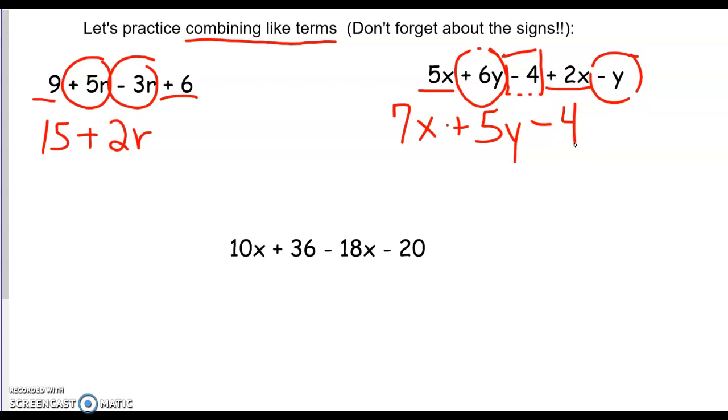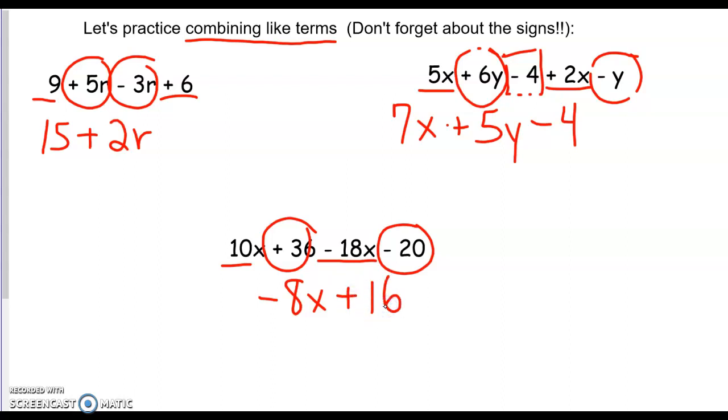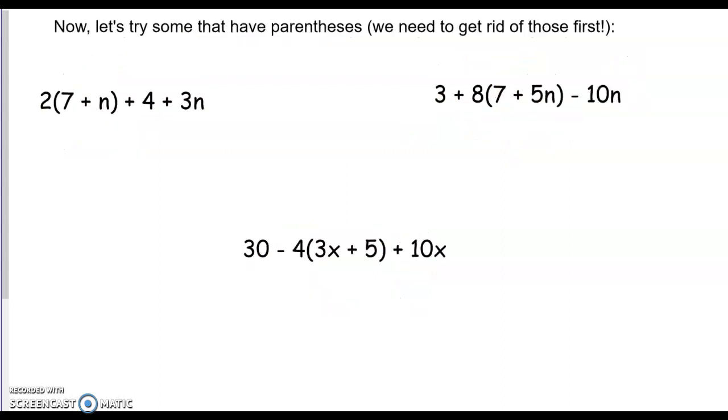Okay, let's try this last one. I've got 10x and minus 18x. Well, here's where we've got to think about our rules. Positive 10 minus 18 gives me minus 8x. And then I have 2 constants, plus 36 and minus 20. Plus 36, negative 20, different signs, so we subtract, and we end up with plus 16. Okay? All right. Now let's try a few that have parentheses.